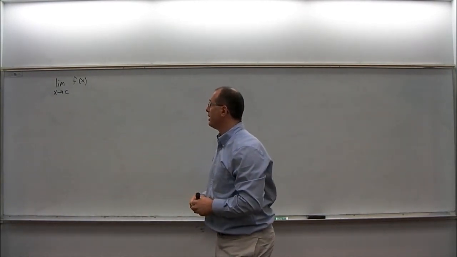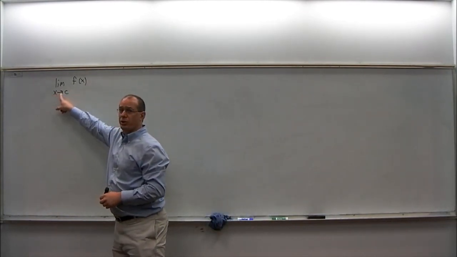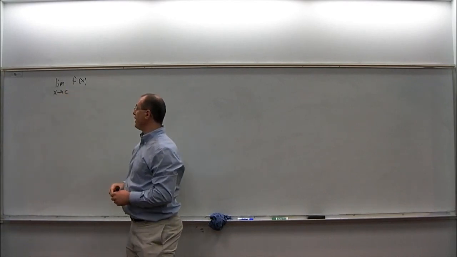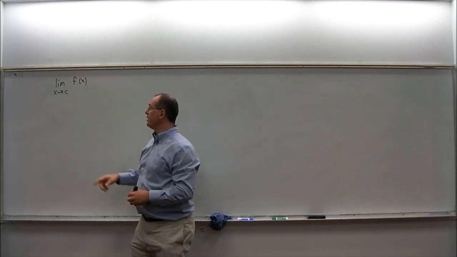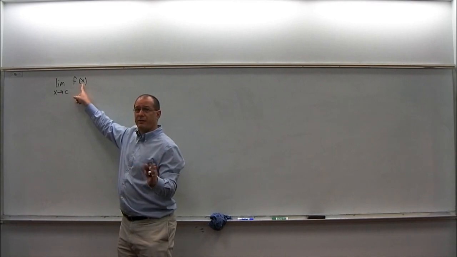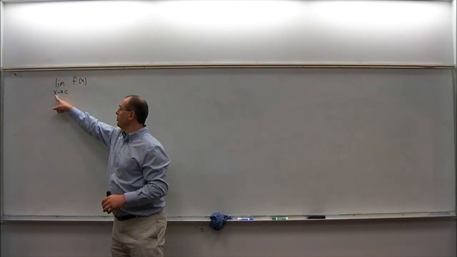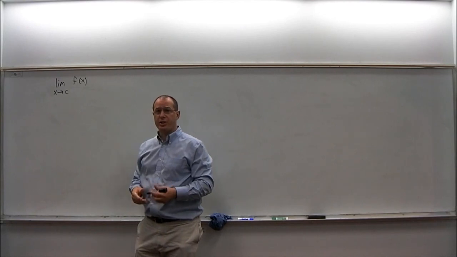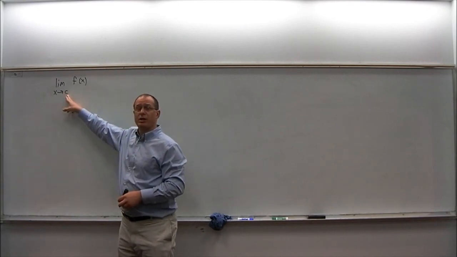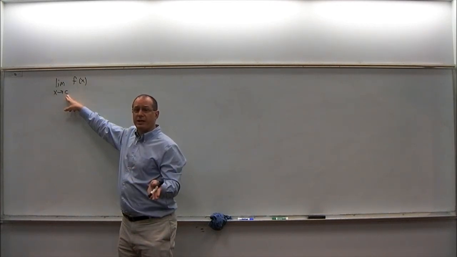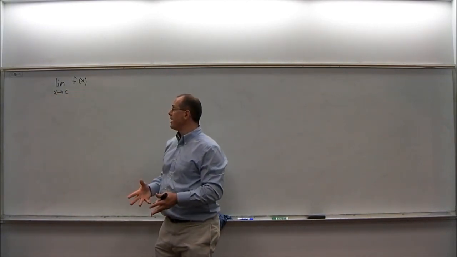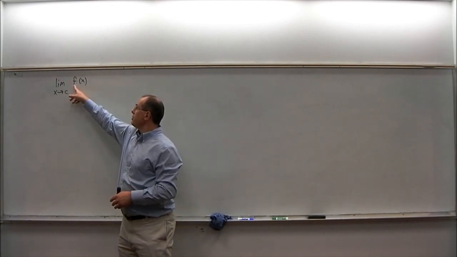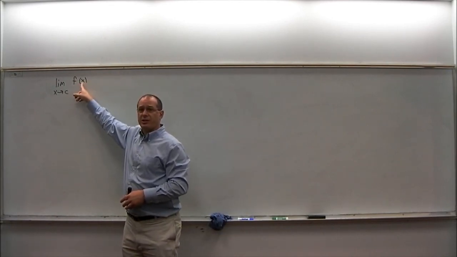That says the limit as x approaches c of f of x. So we have a function here, f of x, and we're letting the input x vary, and in particular we're letting it approach the value c. So c will be a given number like 2 or 5, or even in some circumstances it could be infinity or negative infinity. So x is approaching some value, and we are interested in the behavior of f of x.